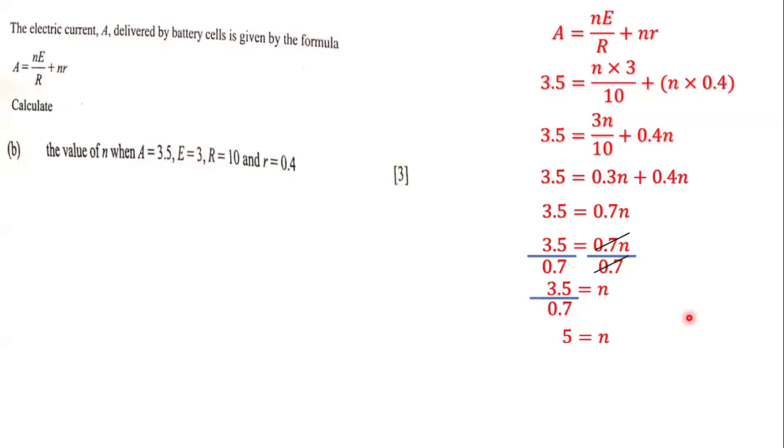And so that means that the value of small n, when A is equal to 3.5 and E is equal to 3 and capital R is equal to 10 and small r is equal to 0.4, is going to be 5. And this is the answer to our question.